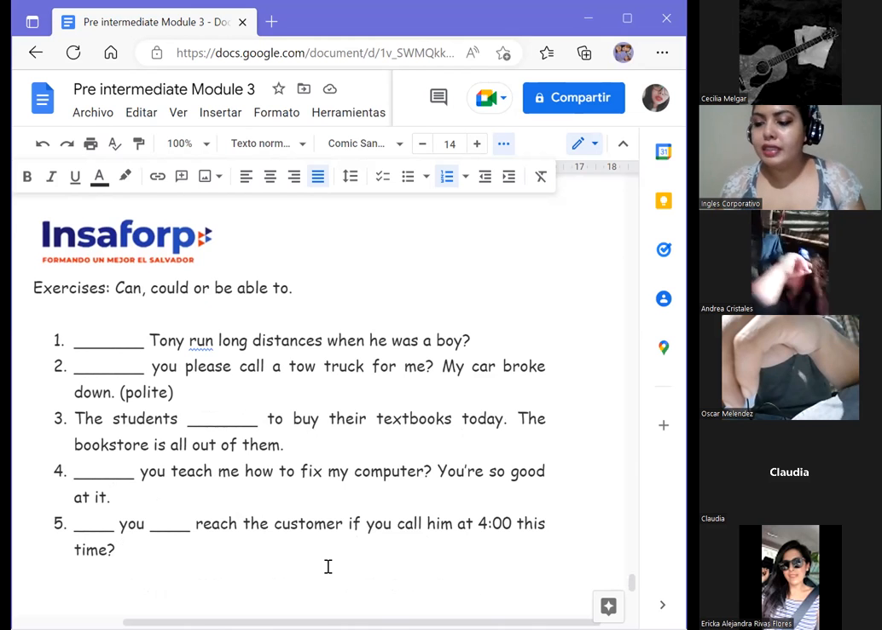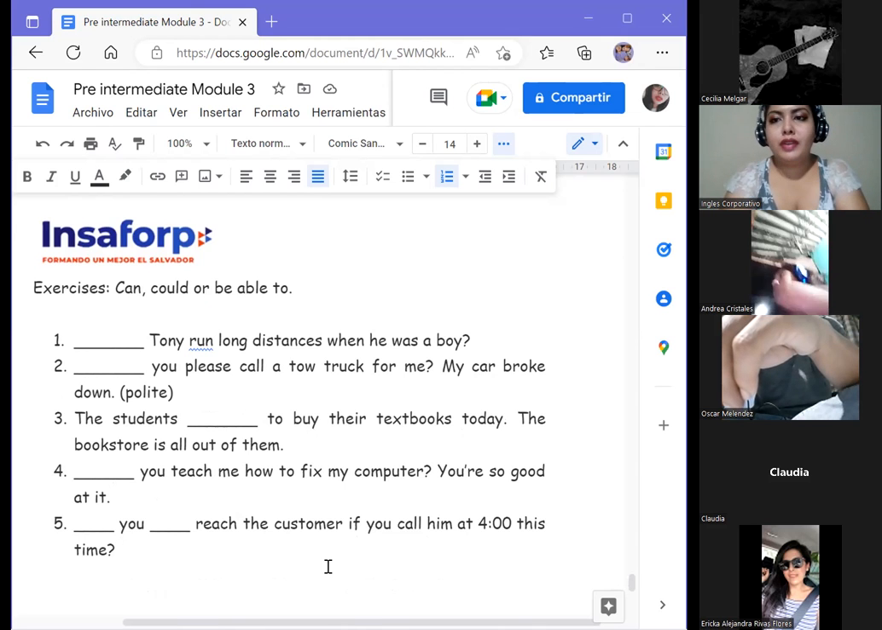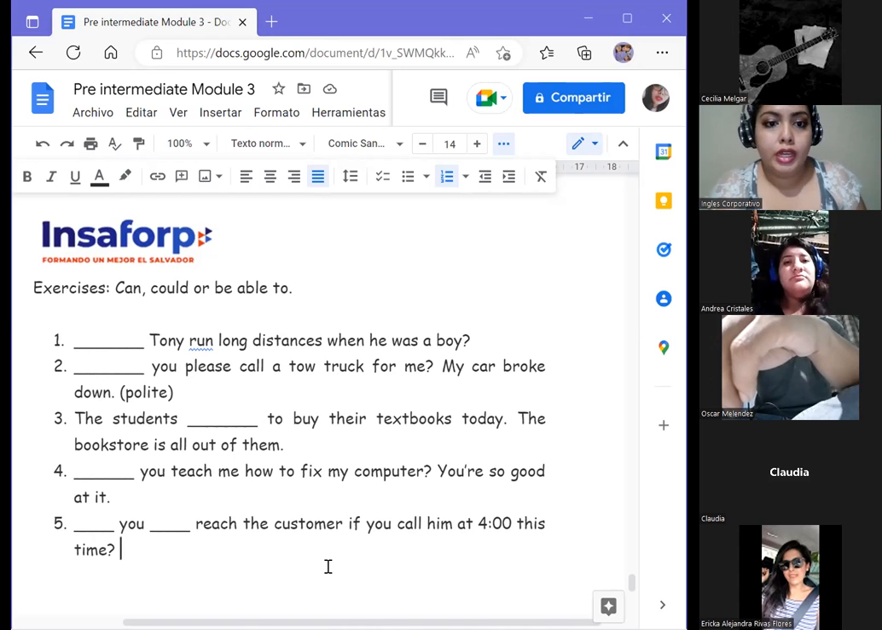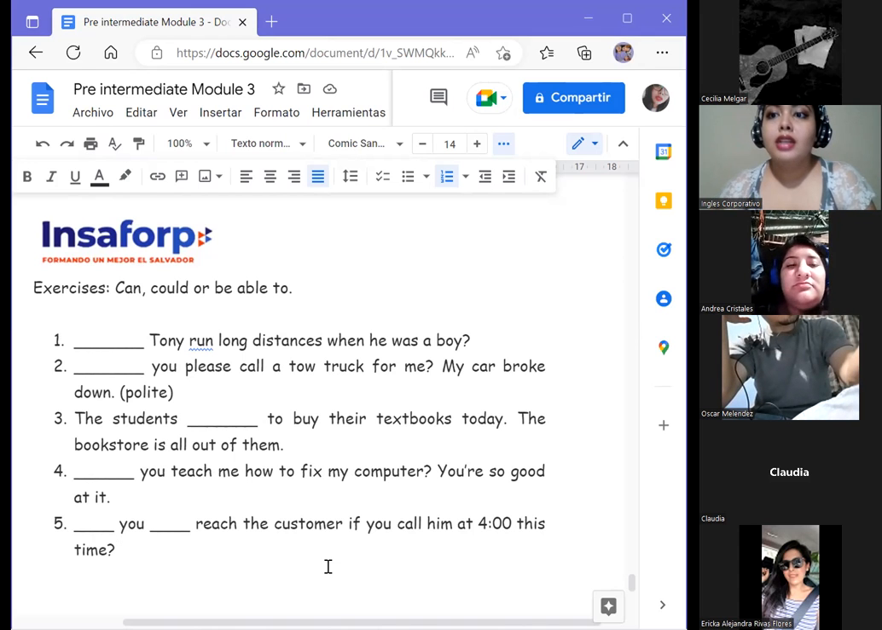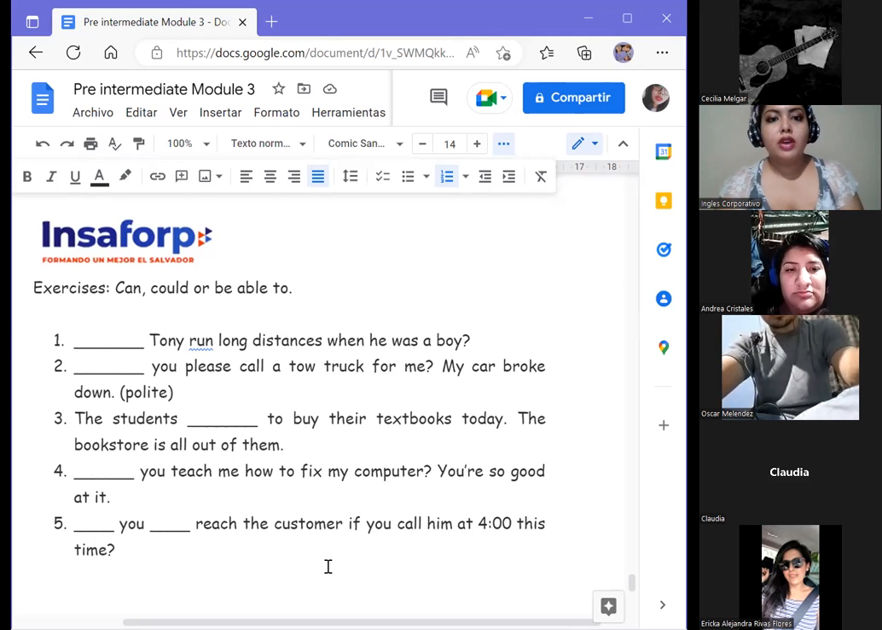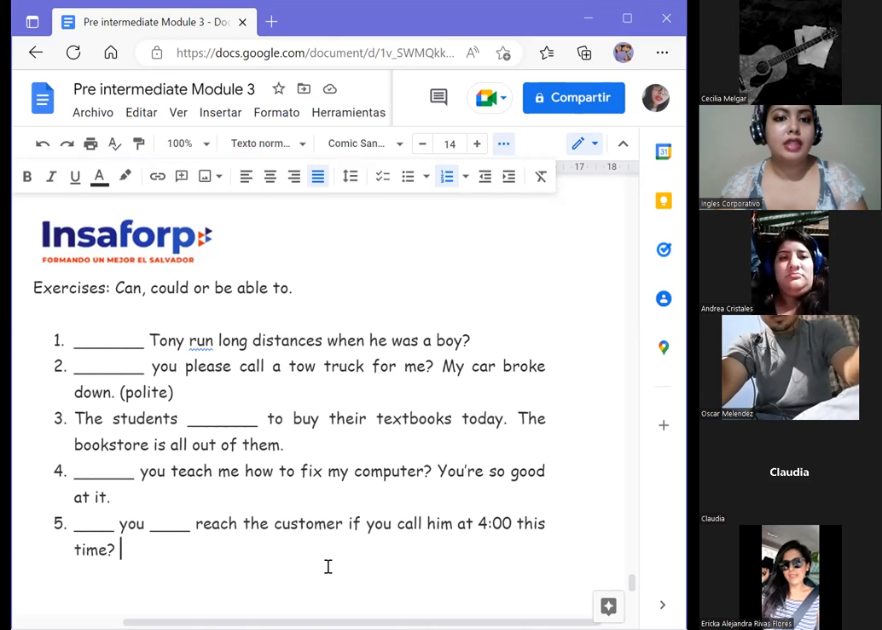analyze. We're going to read them and you are going to find the answer very, very quick. And the first one, we have: Tony blank long distances when he was a boy. In that sentence, they are talking about something in the past. So in that case, you need to know what word you are going to use for past. Tony blank long distances when he was a boy.